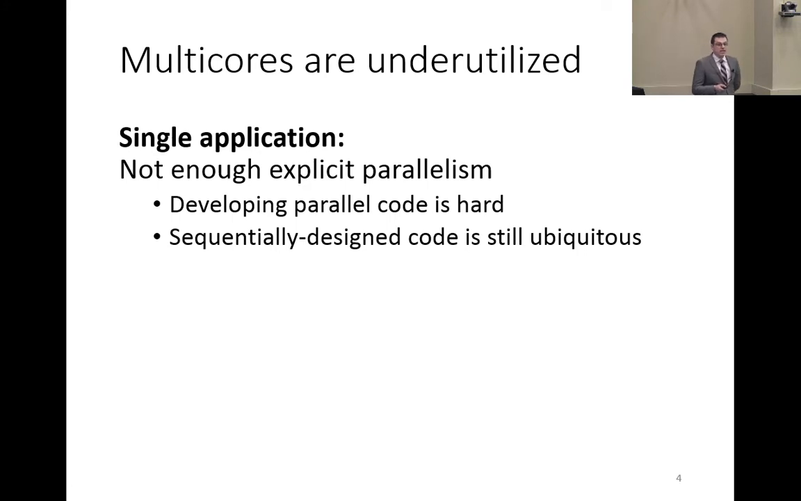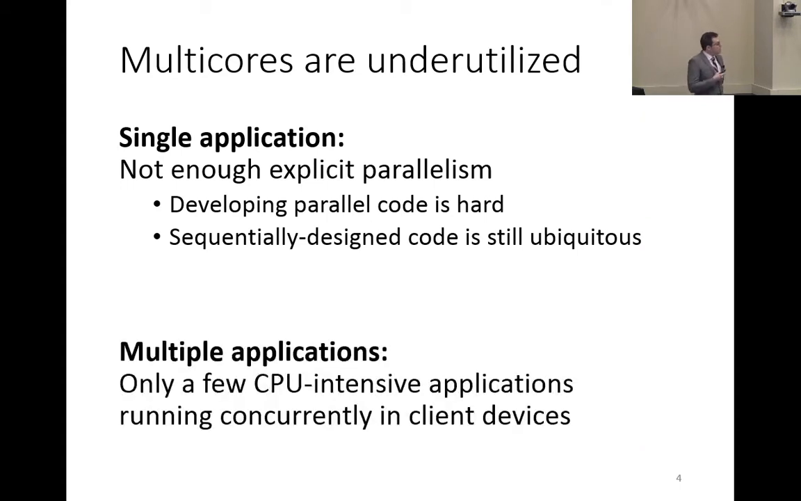You may think that you can use multiple programs to take advantage of all of these cores we have in a single chip. So in servers, this is true, this is the case. But in client devices, in your mobile phone, in your laptop, it turns out that most of us run a few CPU-intensive applications, often even just one. So on one hand, we have sequentially designed code that is still ubiquitous. On the other hand, we have a lot of these cores in a single chip, which is hardware resources that right now we are not taking advantage of.